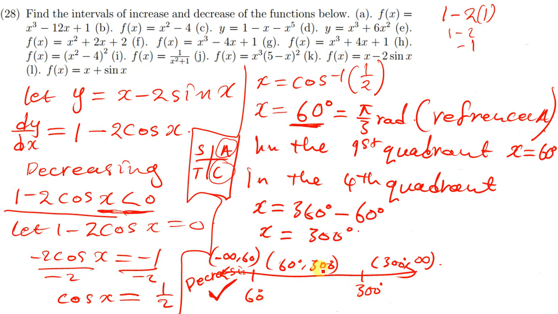So cos 90, the answer is 0. So if you put 90 there, we find cos 90, the answer is 0. 0 times 2, the answer is 0. So 1 minus 0, the answer is 1. So at this point, the answer that we're finding is positive. So is a positive number less than 0? The answer is no. So meaning in this interval, the function is not decreasing, but it's increasing.